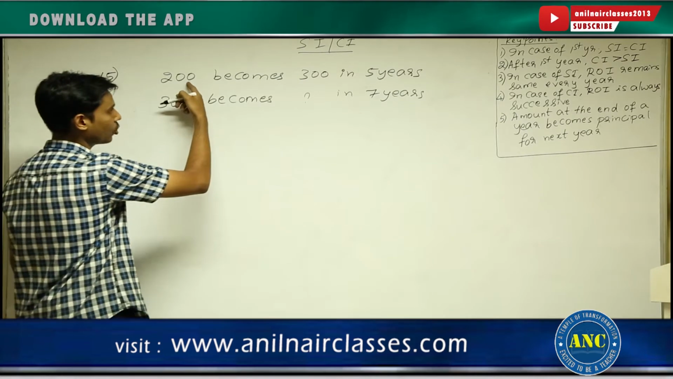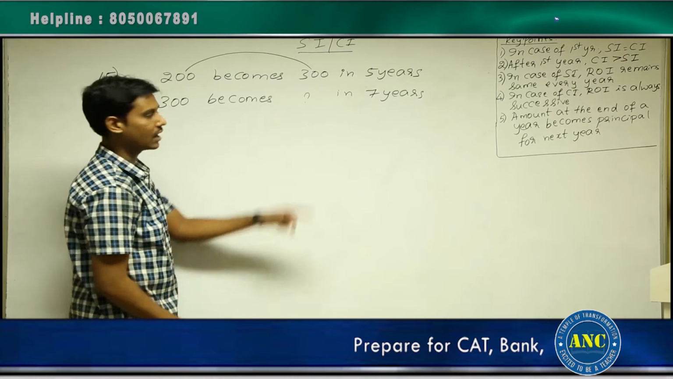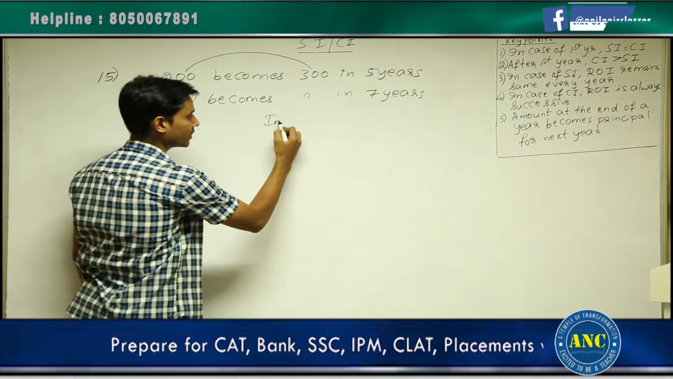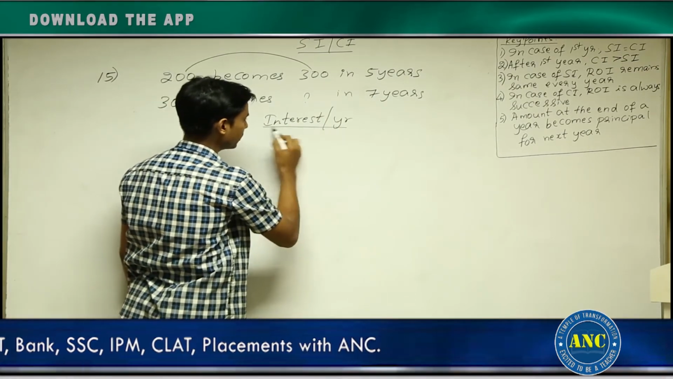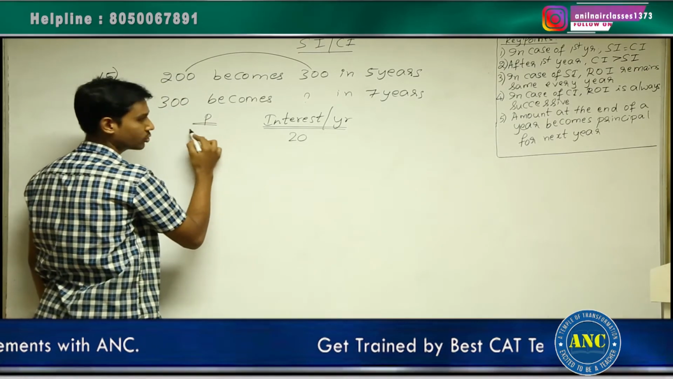Listen to this. 200 is becoming 300. How much extra am I giving you? 100 rupees extra in 5 years. Every year what is the extra amount I give you? 20 rupees. Interest per year is 20 rupees. When is this 20? When the principal is taken as 200.